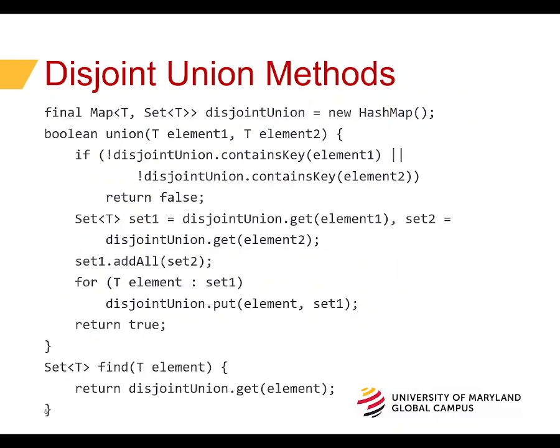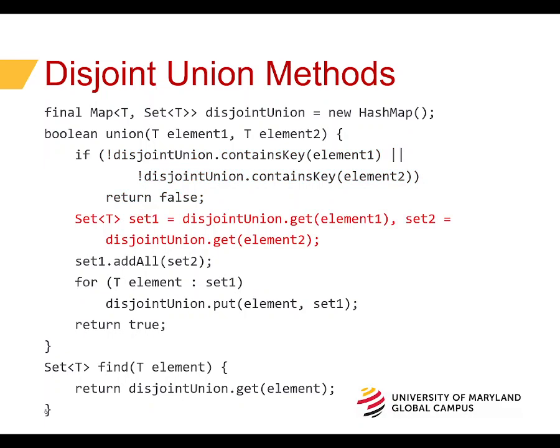Now let's look at how the two main operations of a disjoint union would be implemented. As the representation, we use the built-in Java Map class and instantiate it with a generic element that is mapped to a set of those elements. In our usage, the elements will be the vertices of the graph. The union method accepts two elements and returns whether the operation succeeds. It fails if either element is not in the map.